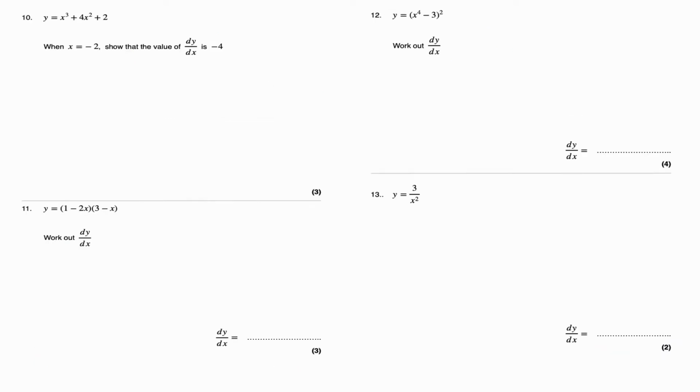This is question number 10 now. y is equal to x cubed plus 4x squared plus 2. When x is 2, show that the value of dy by dx is negative 4. Well, differentiating this first, and then subbing in x equals 2. So differentiate first, guys.